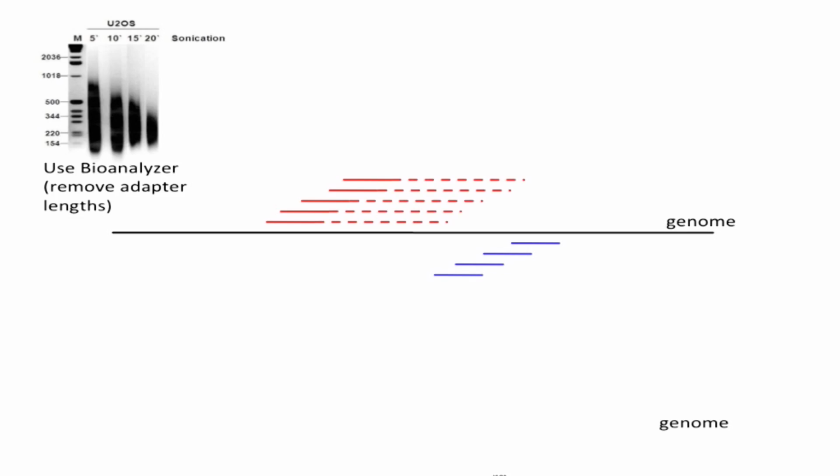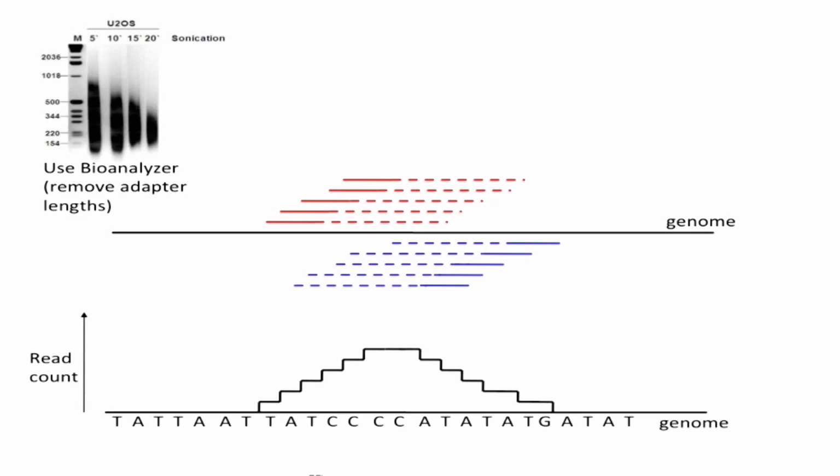Basically, we extend the reads in such a way that they match the expected read size that we got from a typical gel like this after sonication. We do that in both directions, right? And then we calculate a read count profile for each nucleotide. We just count how many reads map at each position, right? That gives you a read count profile like this. Again, each nucleotide has a number, right?